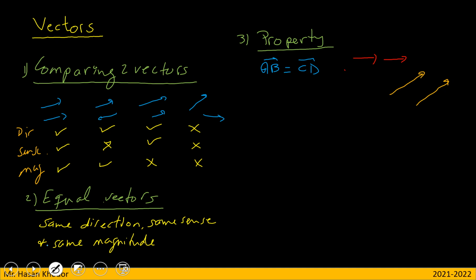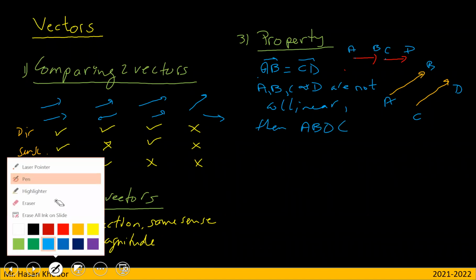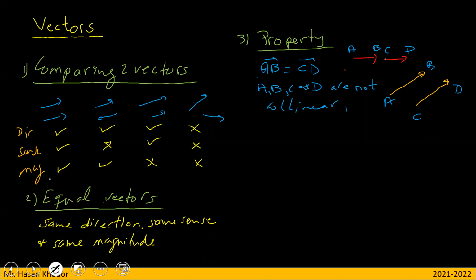So when we have two equal vectors, we have two cases. Maybe they will be on the same line of action, that is, the points will be collinear. If this is AB and this is CD, then A, B, C, and D are collinear. Now, if I have AB equal to CD as vectors, and the points A, B, C, and D are not collinear, like in the second figure, then we can say that ABDC is what? Parallelogram. Exactly.